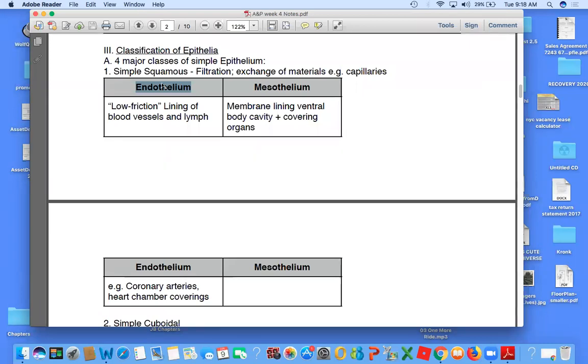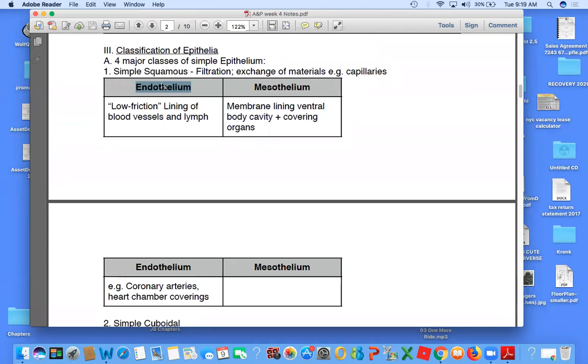So if you think about your arteries in your heart, you don't want there to be a lot of friction and turbulence, to give you a heart attack. So you've got a lot of single, simple layers of cells that allow smooth flow of blood through. That's a low friction lining of the blood vessels.